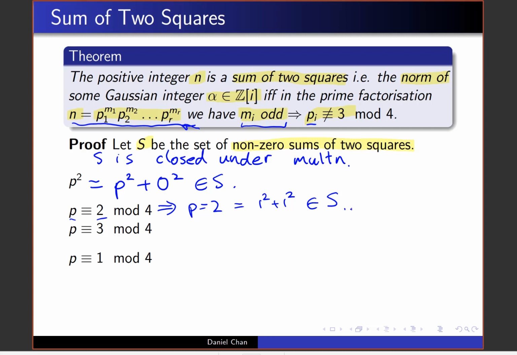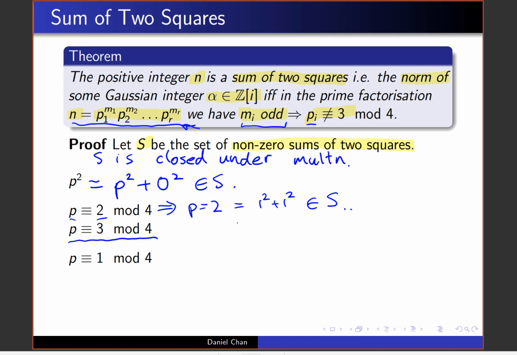Okay, so what happens if p is congruent to 3 modulo 4? Well, if p is congruent to 3 modulo 4, then you can't have an odd power of p. So what we want to say here is that you can't have p as a sum of 2 squares. So why is that true?